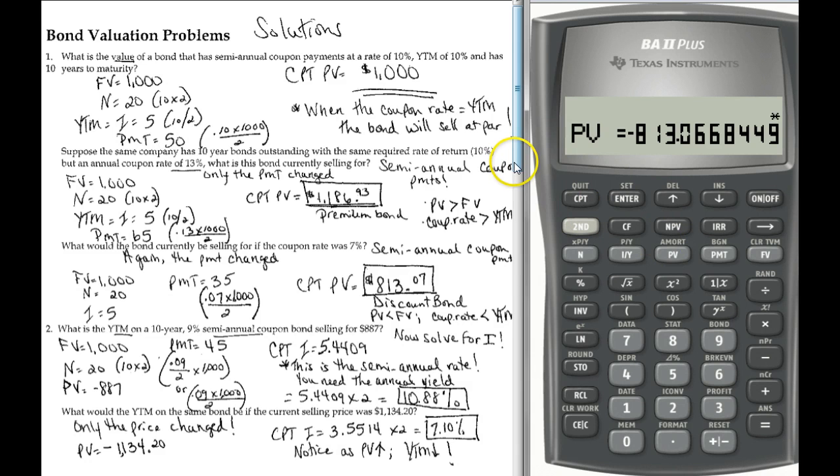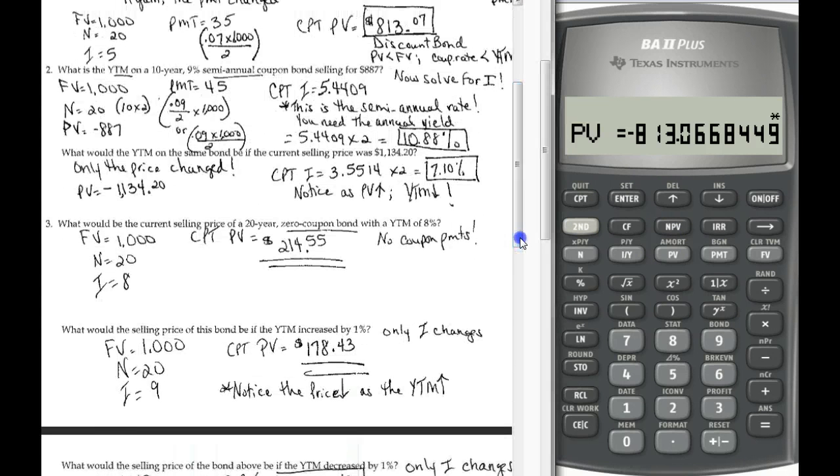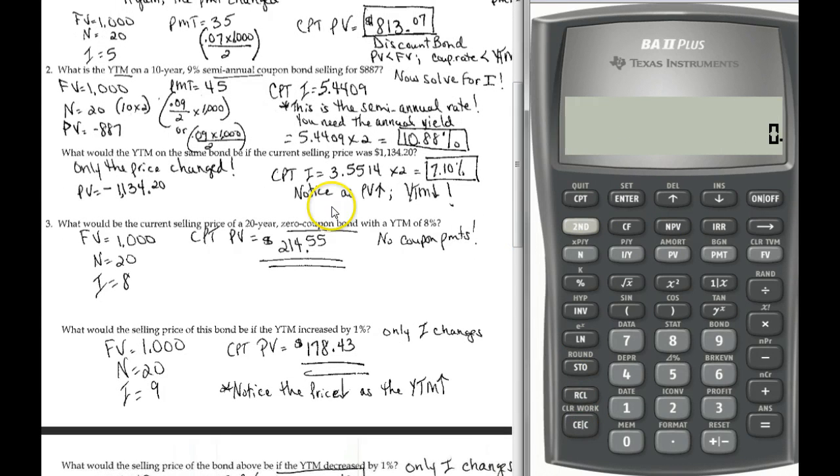Let's scroll down to problem number 2 and look at how this works out with yield to maturity. In problem 2, you're asked for the yield to maturity on a 10-year 9% semi-annual coupon bond selling for $887, future value $1,000, N is going to be 20, 10 times 2. The present value, negative 887. The payment, I illustrate here both ways. Typically, I just take the coupon rate of 9% multiplied by par, 1,000, divided by 2.